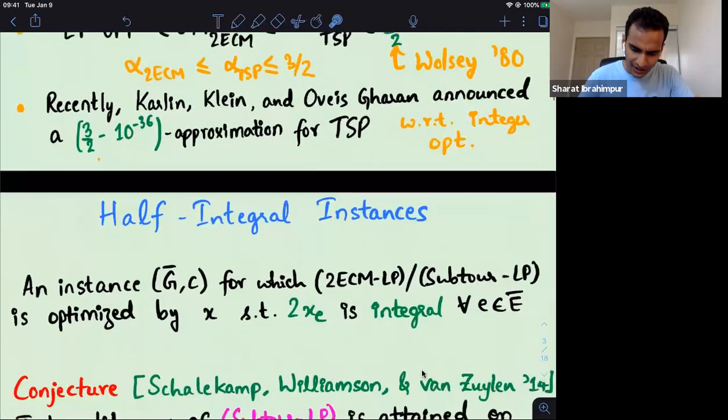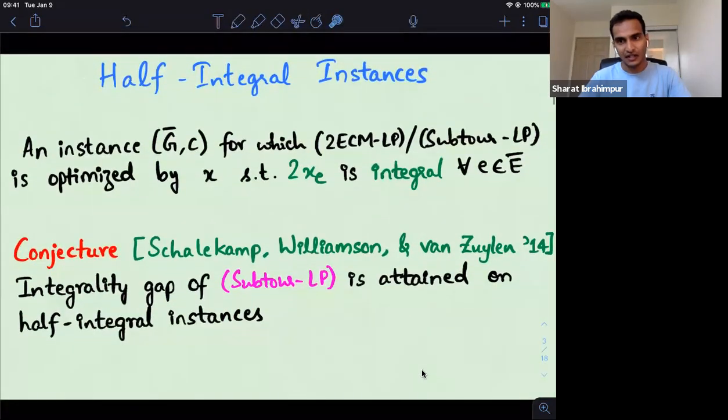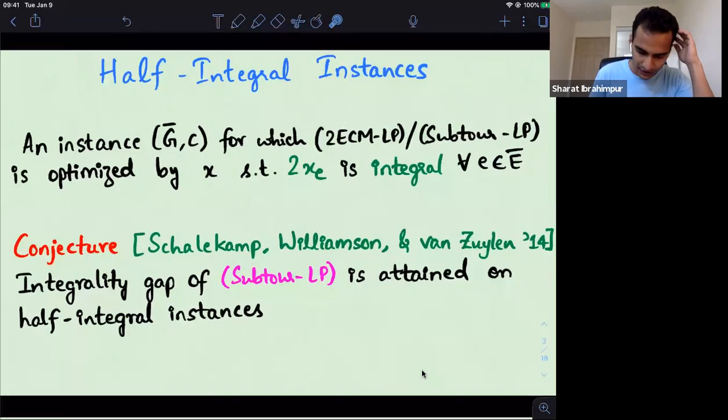In this talk, we'll take a different direction. We'll work with a different class of instances. These are called half integral instances. This is what appears in the title of the talk. So an instance G bar, c of 2ECM, we'll call a half integral instance.